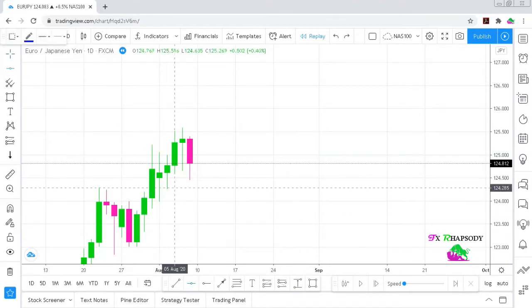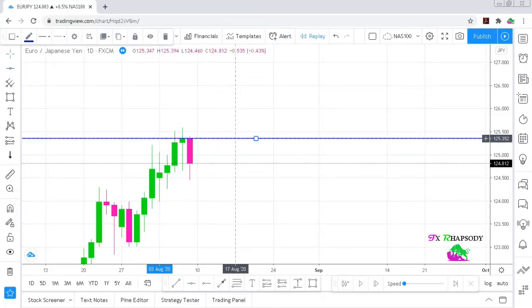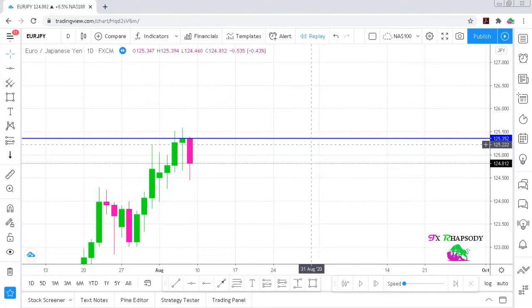I draw my lines using my horizontal line tool. The reason for that is that when you draw this resistance line, or be it a support line or whatever, you can see down the line, be it in a couple of days or weeks' time, that price will go and respect those support and resistance lines again. It happens all the time, and that is why I like drawing my lines straight through the charts and keeping those lines there for reference sake.